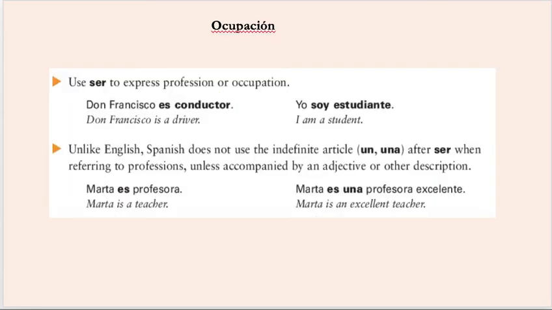Ocupación, of course. Don Francisco es conductor, or yo soy estudiante. Do note here that there's a difference between English and Spanish on ocupación. You'll say, I'm a student, or he is a professor. But in Spanish, they don't use the indefinite article after ser when referring to professions, unless accompanied by an adjective or other description. Por ejemplo, Marta es profesora, or Marta es una profesora excelente.